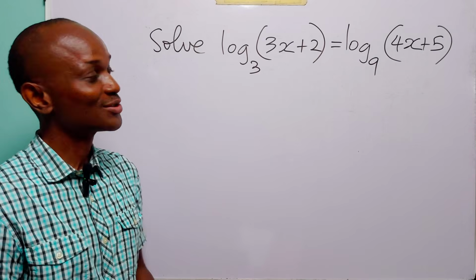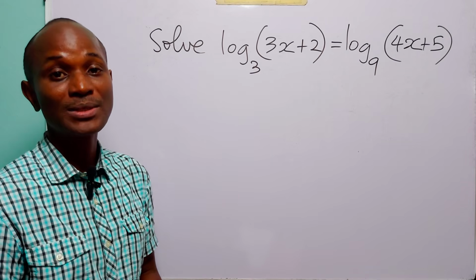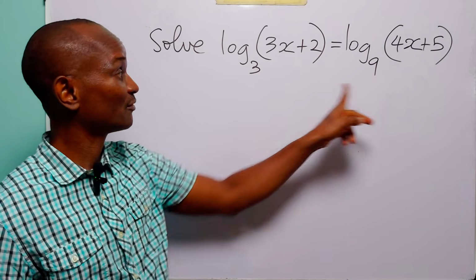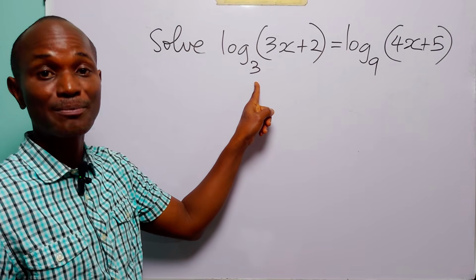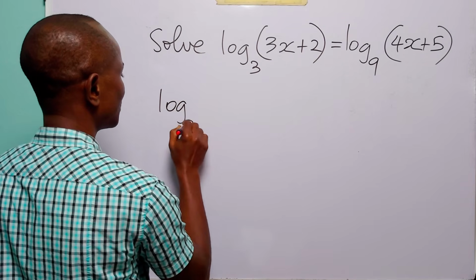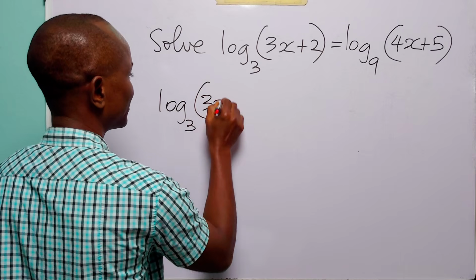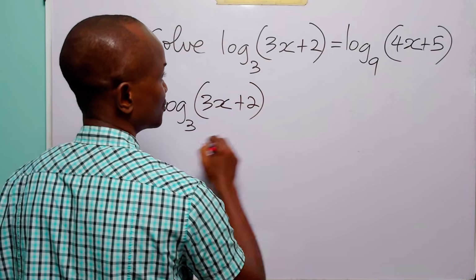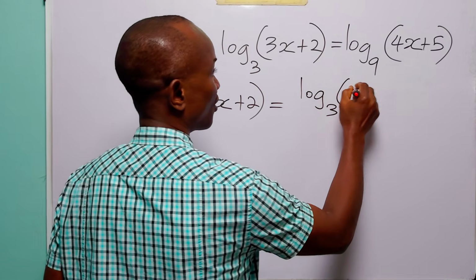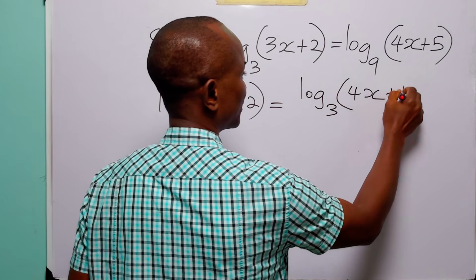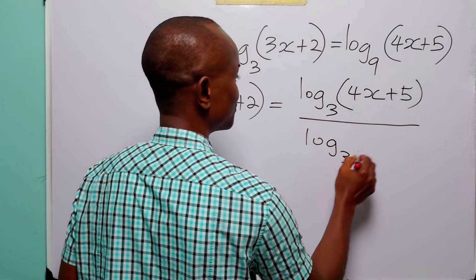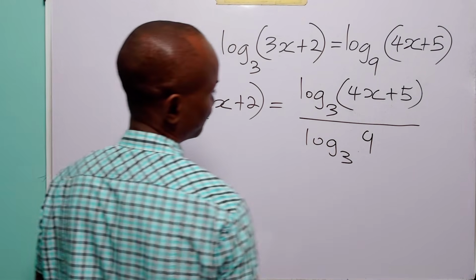Hello and welcome. To solve the logarithmic equation on the board, we will start by changing the base of the logarithm on the right to match the base of the logarithm on the left. So applying our change of base formula, we have that log to base 3 of 3x plus 2 is equal to log to base 3 of 4x plus 5 divided by log to base 3 of 9.